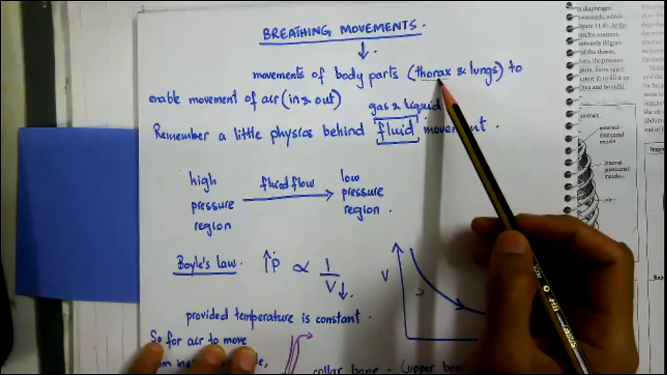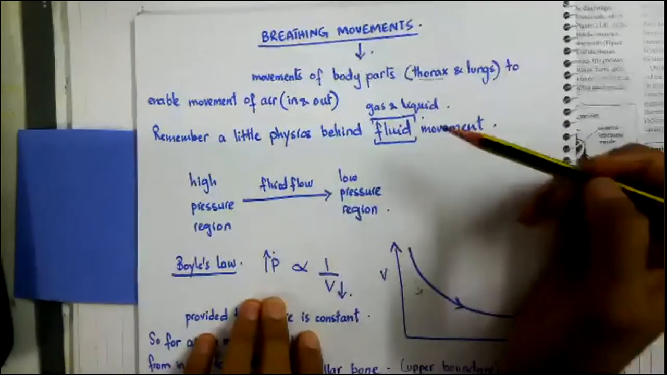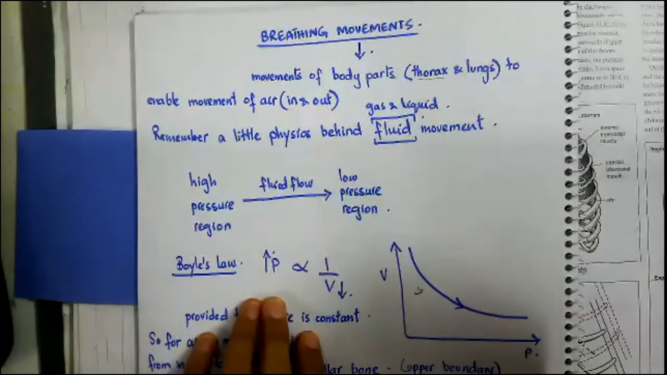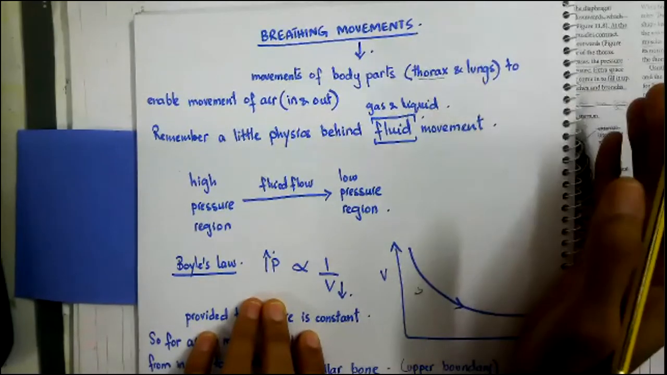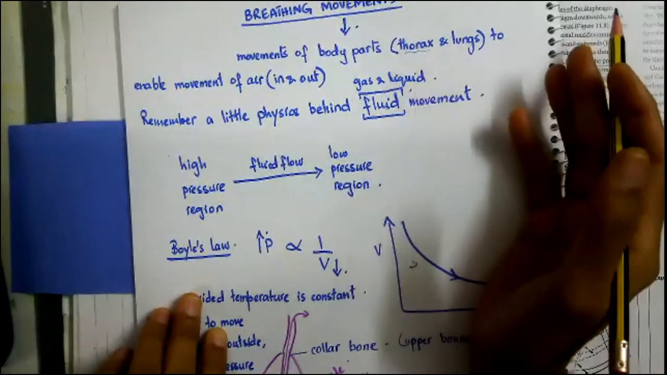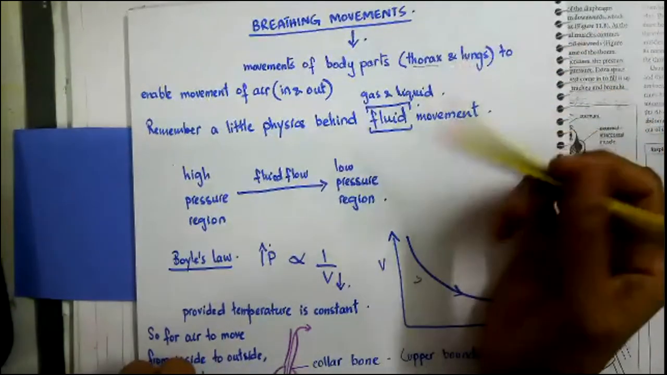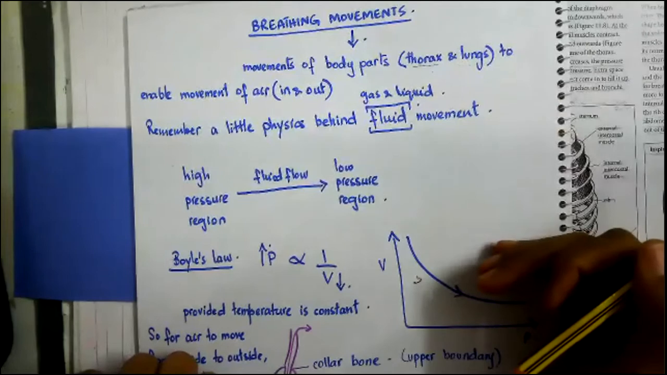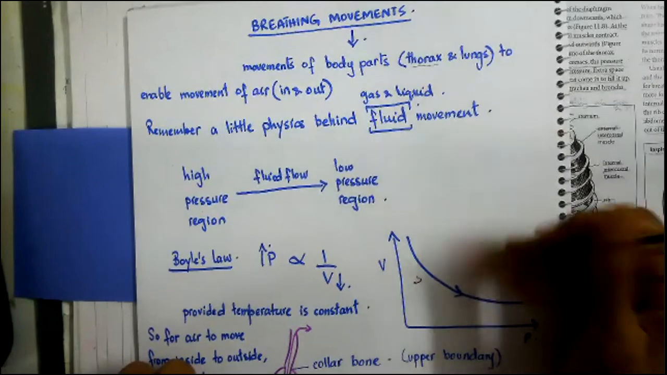Thorax is that part of the body which is above the abdomen, which is above the diaphragm. Basically, diaphragm is the partition between the thorax and the abdomen. I'll show you the pictures later, but for now, just take my words for it. So diaphragm is a muscular elastic structure, it's a muscle, made up of elastic tissue, and it is separating the thoracic cavity from the abdominal cavity. Cavity is a scientific name for space inside our body.